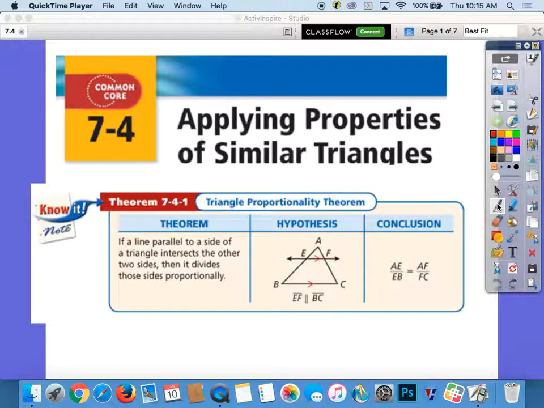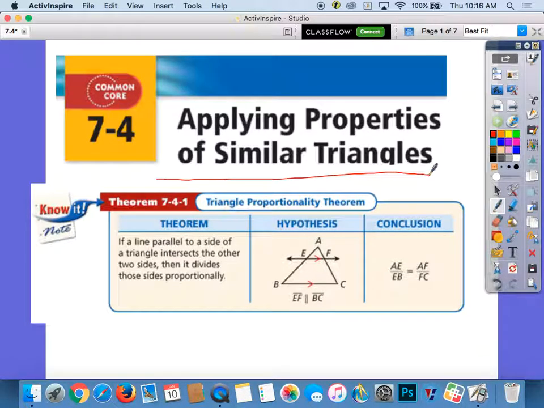Y'all, today we're going to get away from some of these proofs and verifying and just use a couple of properties and use them to solve problems. Okay, so we're going to apply properties of similar triangles today. There'll be a few that we'll go through that you guys will have to know. And again, we'll use them to crunch some numbers and set up some proportions.